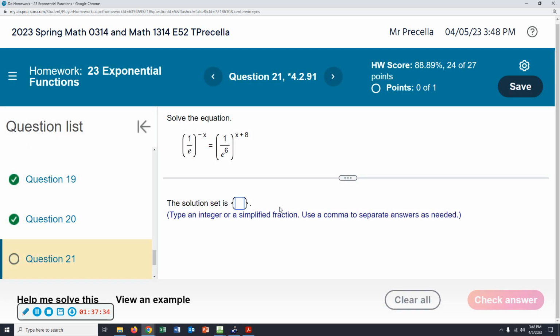Okay, number 21. Hold on. Put a 1 over it. Oh, number 21 looks terrible. Is it terrible? No, really, it's not. What's the common base going to be? If I was going to give a hint, it started with E. If there's an E in the problem, that's the common base.